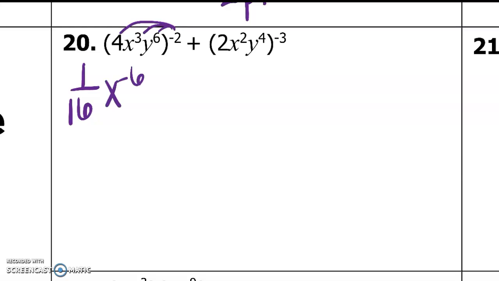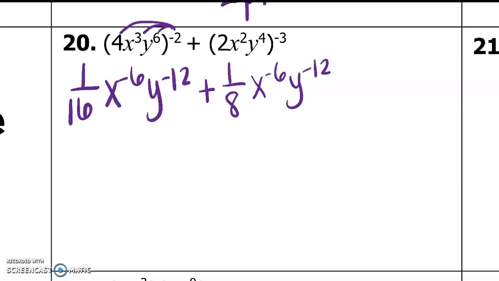X to the negative 6, y to the negative 12. Plus 2 to the negative third is 1 over 8. X to the negative 6, y to the negative 12. So you're going to have 1/16 plus 1/8, which would give you 3/16. And then you still have x to the negative 6, y to the negative 12.